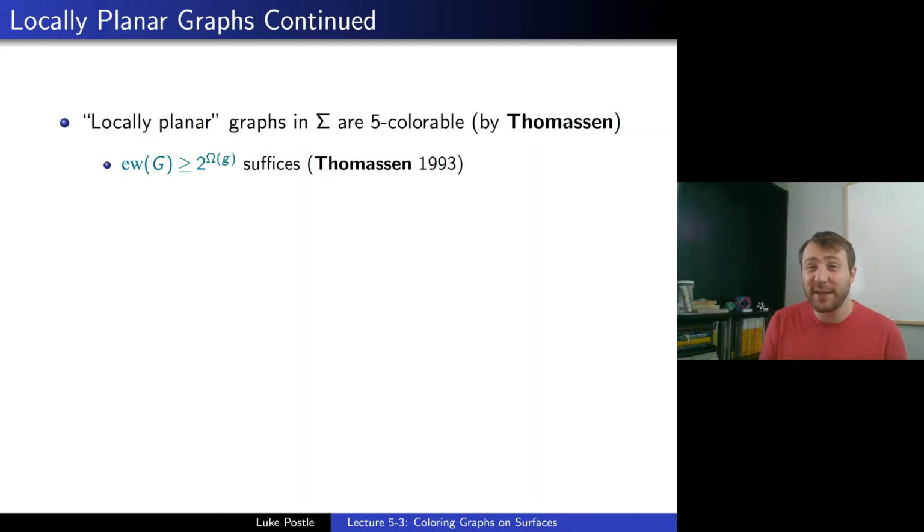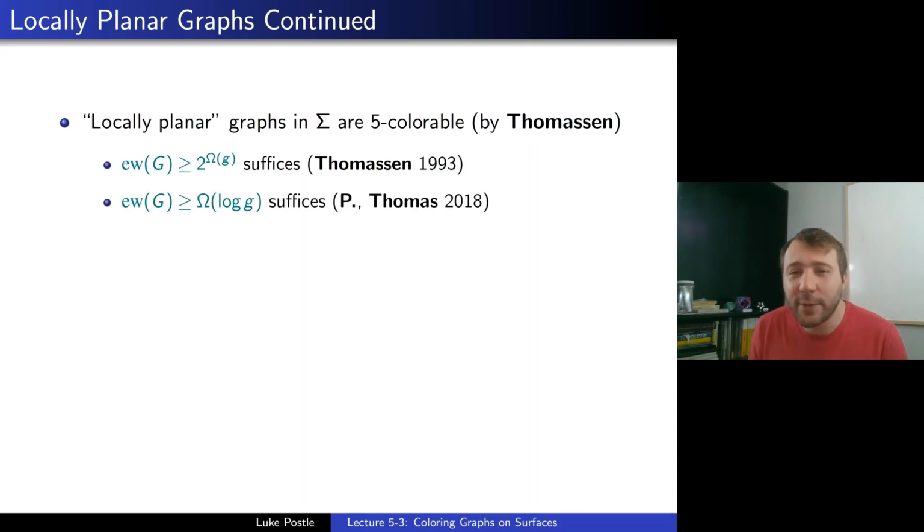Thomason actually showed this in '93, a few years before his critical theorem, so somewhat independently. And then with Robin Thomas, we improved this to log g, which is tight. So there are graphs, kind of expander graphs, which embed and have log g edge width and would not be 5 colorable, so this is tight up to the constant. So we figured that one out, and now we actually know good bounds.